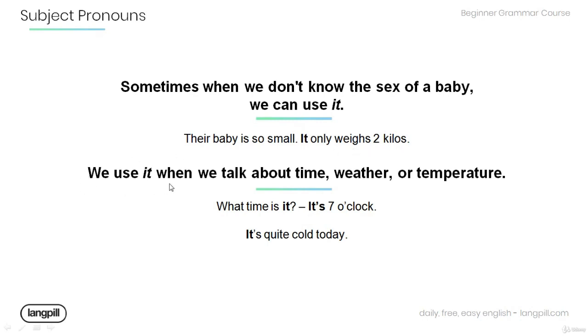We also use "it" when we talk about time, weather, or temperature. For example, "What time is it?" "It's 7 o'clock." "It's quite cold today."